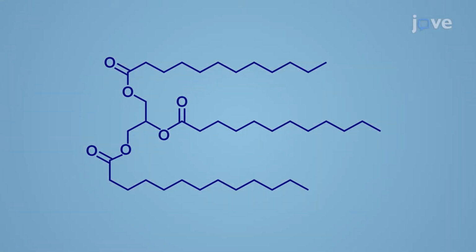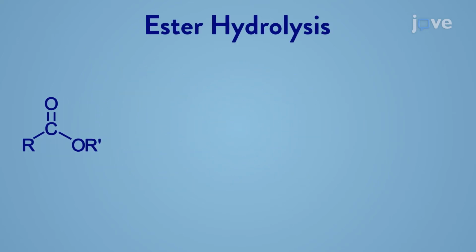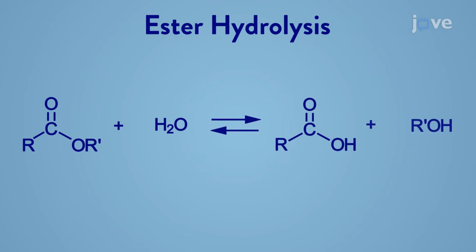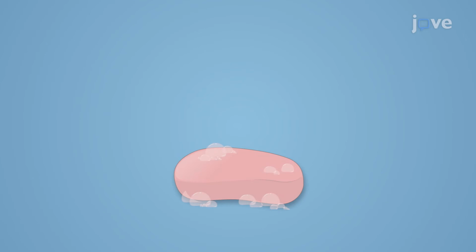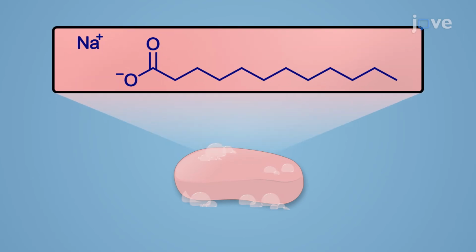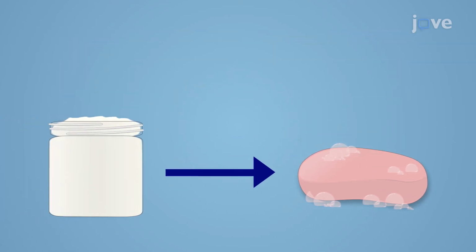Triglycerides can be converted back to fatty acids and glycerol by hydrolyzing the 3 esters. Ester hydrolysis is a reaction that breaks an ester bond with a molecule of water or a hydroxide ion to form a carboxylic acid and an alcohol. One common use of ester hydrolysis is to create soaps, which are the salts of fatty acids, from triglycerides. This process is called saponification.